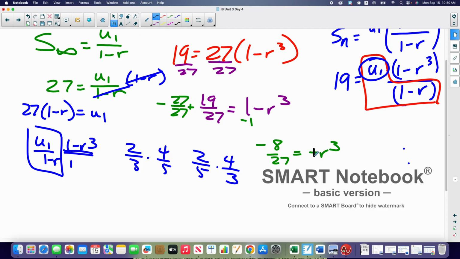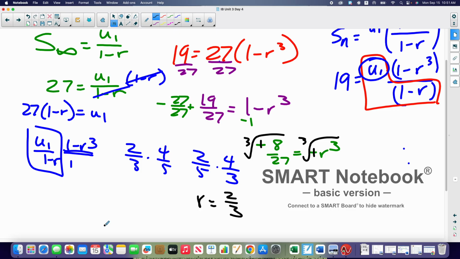I can say that's plus. It's negative on both sides, so it's plus. And then I'm going to take the cube root. What's the cube root of 8? 2. 2 times 2 times 2 is 8. Cube root of 27? 3. 3 times 3 is 9, times another 3 is 27. So the answer here is r equals 2/3.